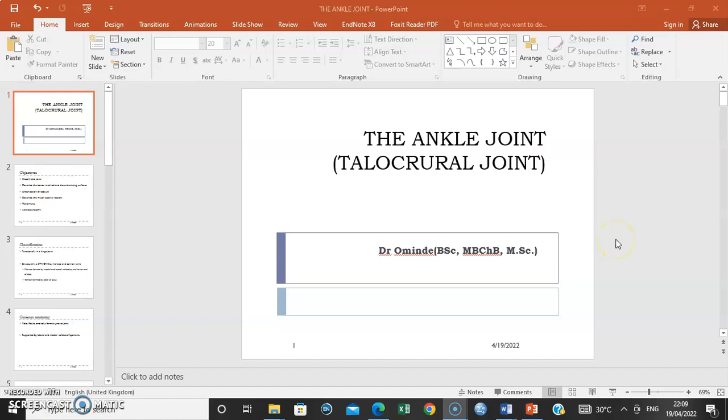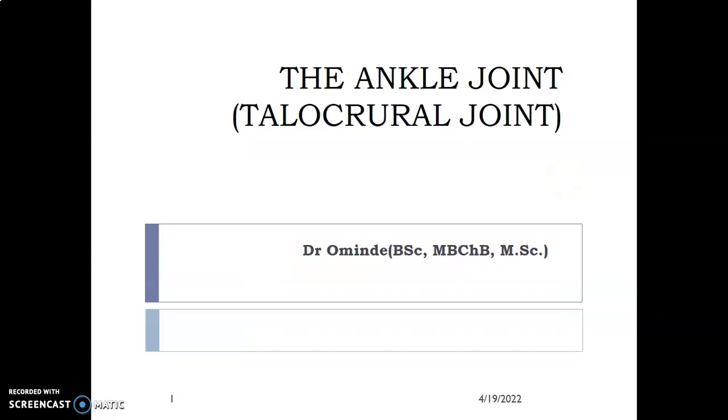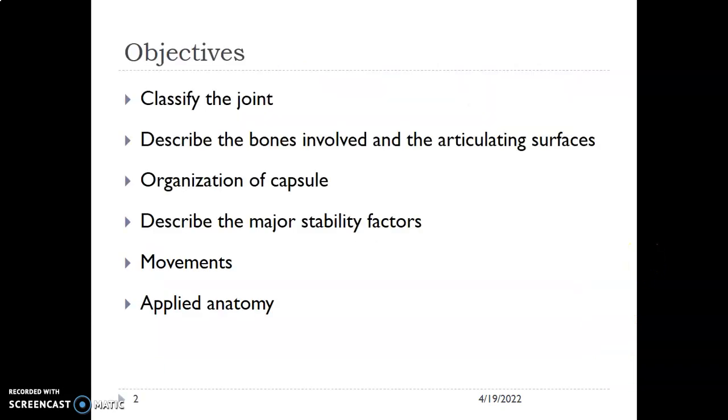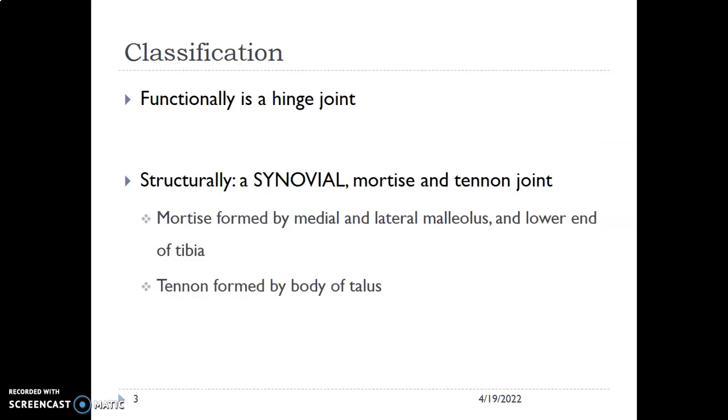Hello there, it's Dr. Ominda again, and this is going to be a short series on the ankle joint, which is also referred to as the talocrural joint. Okay, so we'll classify the joint and describe the articulating surfaces, the capsule and other stability factors, the movements that occur at the joint, and the applied anatomy aspects.